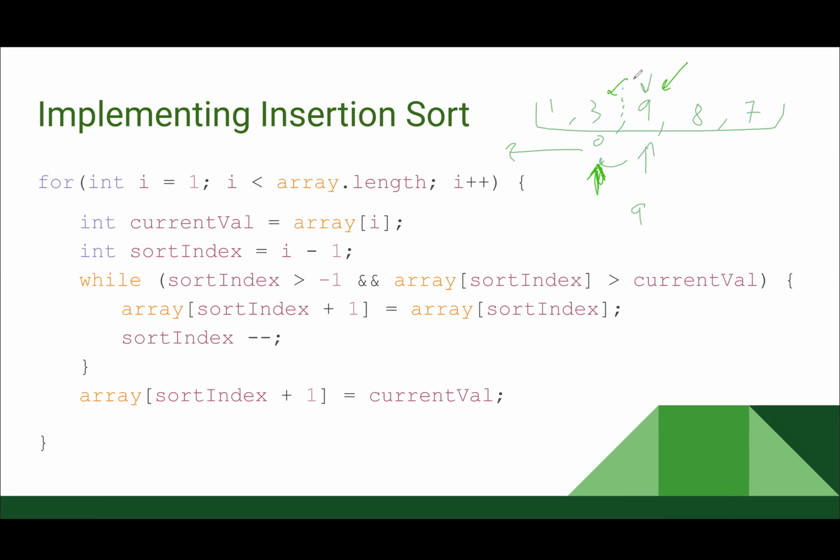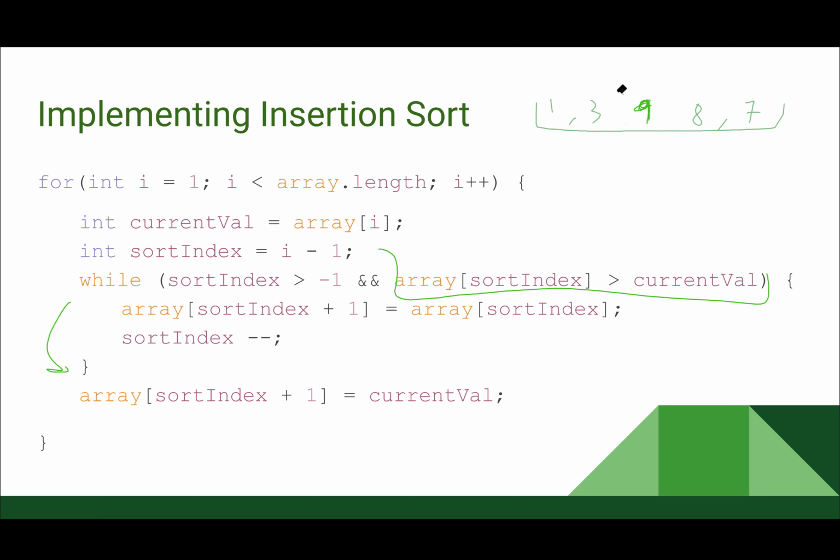Now, I realize this is not a great example because this condition is already false. So we skip the while loop there, essentially. And we say array at sort index plus 1 equals current val. Right now, we're just reassigning that to equal 9. Let's do the next one, because that's actually going to accomplish something.